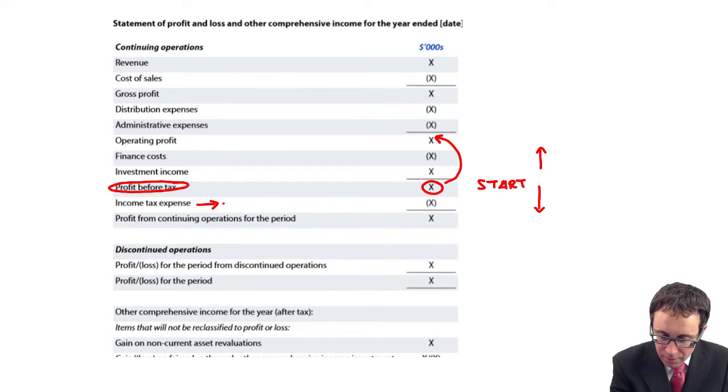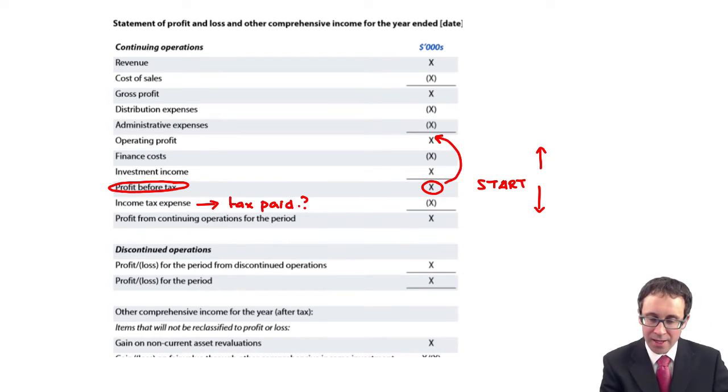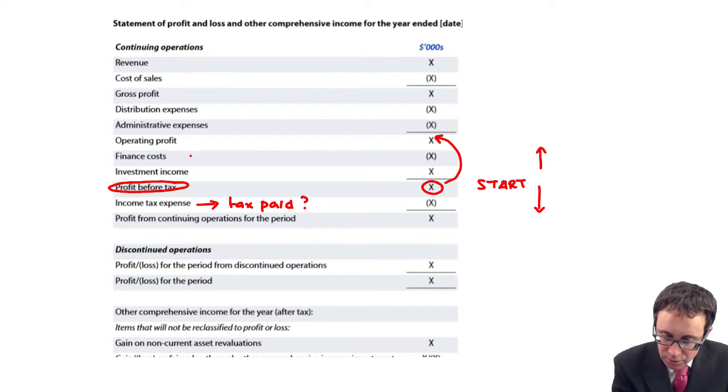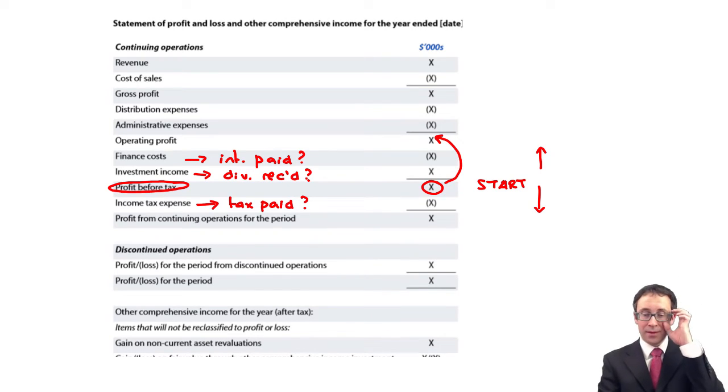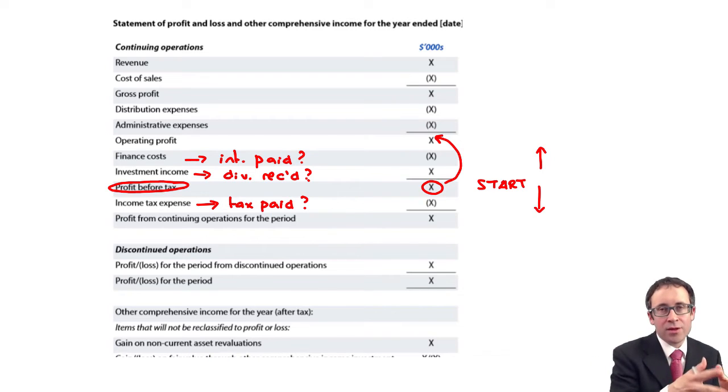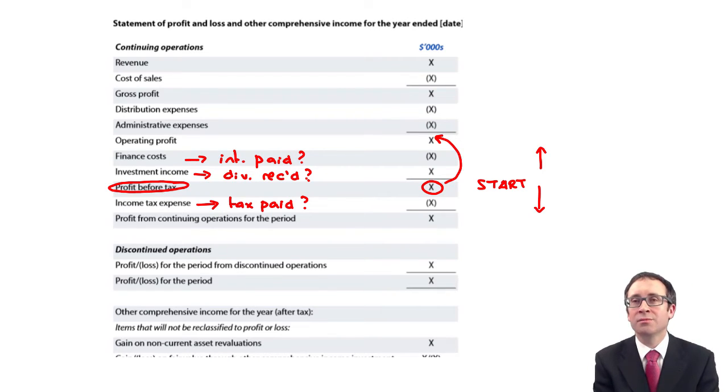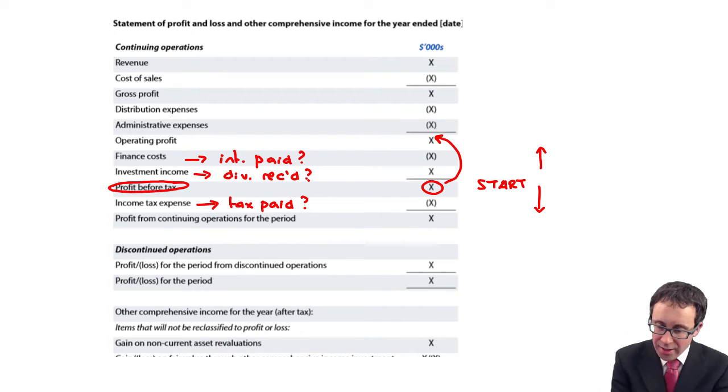So here you need to work out has there been any tax paid? Like your finance costs, you'd have worked out to see whether or not there was any interest paid. With your investment income, was there any dividends that were received? By taking that figure, you can then use it within the T account for interest expense and income tax expense. Then you've looked down.